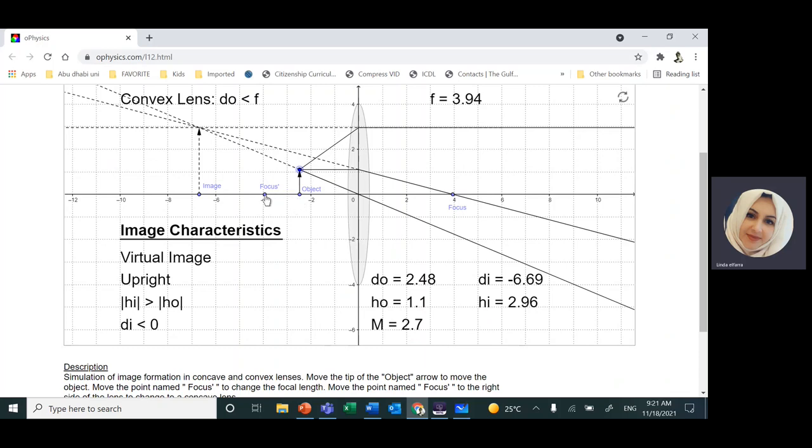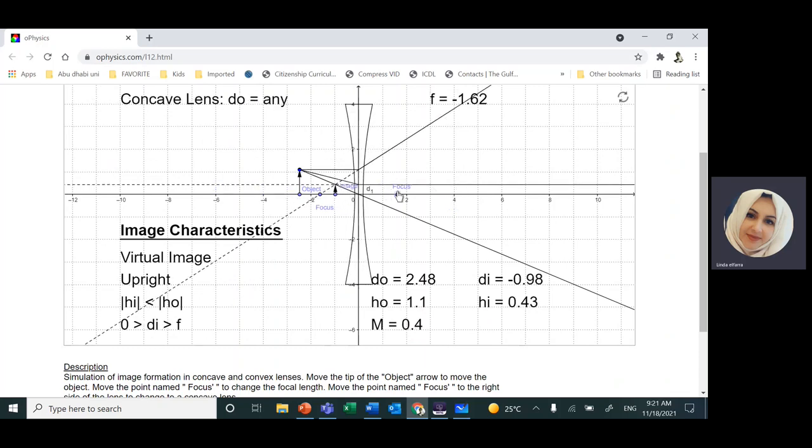In the case of the diverging lens, I have only one case. Always it will produce a virtual, upright image. The image produced is really small, as you see. The height of the image is small compared to the height of the object. Here I have 0.46 and the object is 1.1. Since the image and the object are on the same side, both in front of the lens, DI will be negative. So always for a virtual image, for a diverging lens, Q is negative.